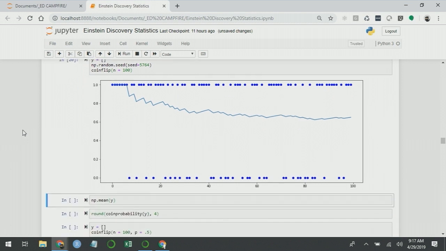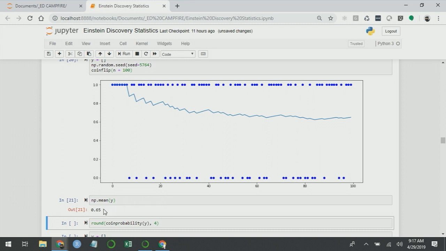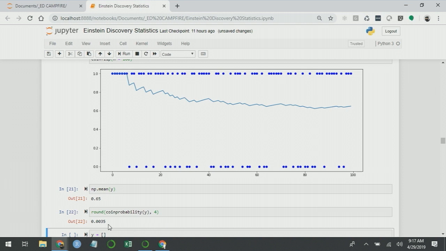Suppose I flip this coin 100 times, ones are heads, zeros are tails, and this line here tracks the proportion of heads. If I look at the average after these 100 flips, I see that 65% of my flips were heads. I had 65 heads out of 100 flips. Now the probability that I would flip a fair coin and observe 65 heads is about 0.3%. If I had 1,000 people in a room flipping a coin 100 times, 3 or 4 of them might actually encounter this kind of outcome.